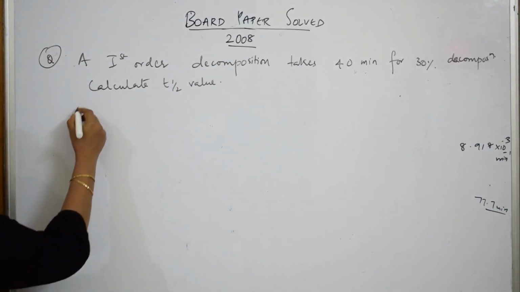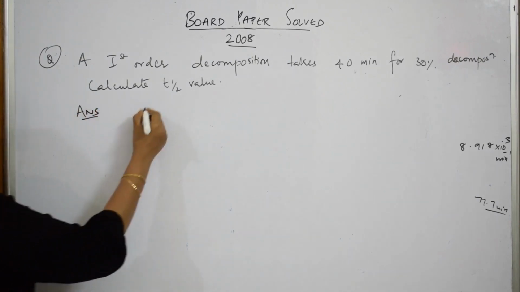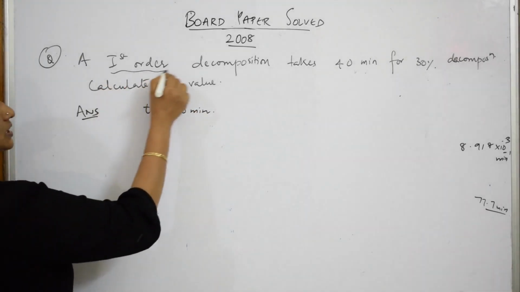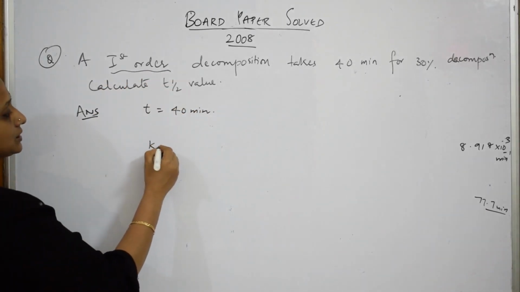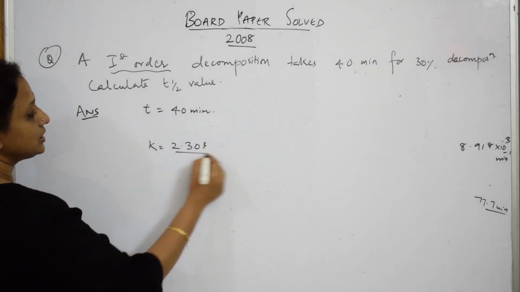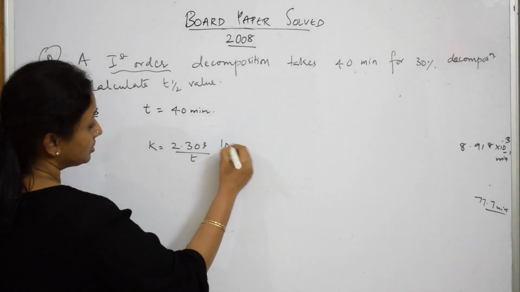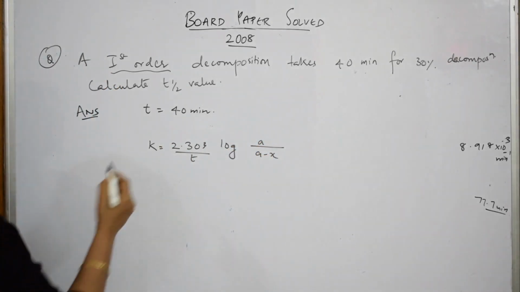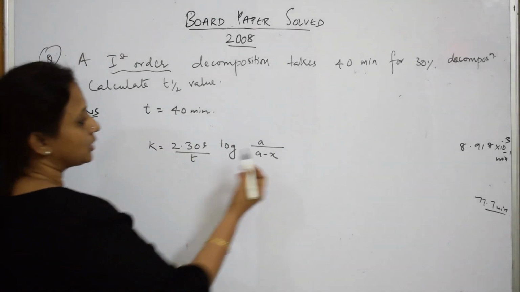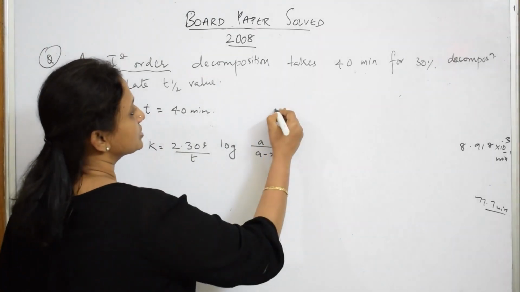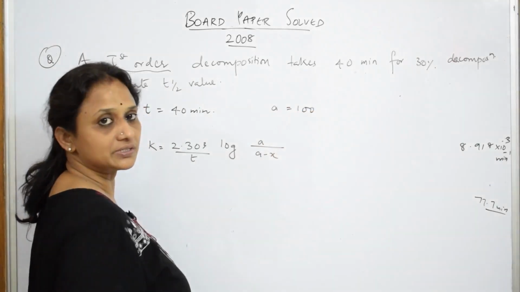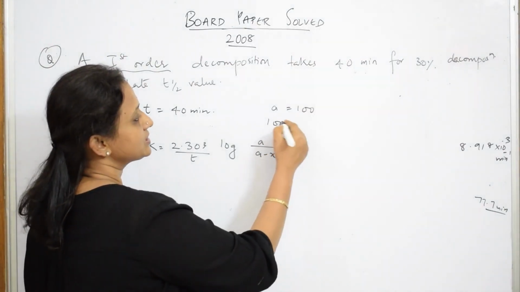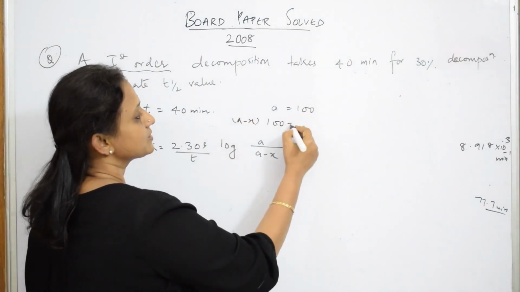Simple. Let us write the data given to us. First, T is equal to 40 minutes. Fine. Now, they've given us first order decomposition. So, write the formula. K is equal to 2.303 by T log A by A minus X. Correct? Right. Now, in this particular thing, T I already have. Now, A, how much is A, the initial concentration? A is equal to your 100%. Right. Now, your leftover percentage is 100 minus 30, A minus X. This becomes 70%.